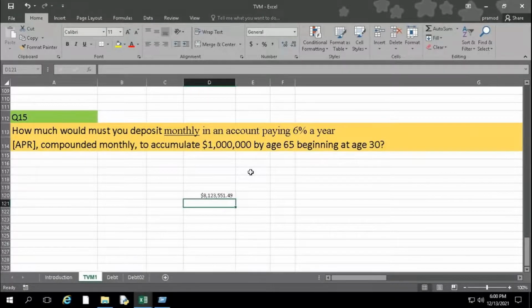Sir, what is the 35 into, sir? Months. At the age of 30, so I have taken 65 minus 30. Sir, show once again that formula. Click on that cell, sir.